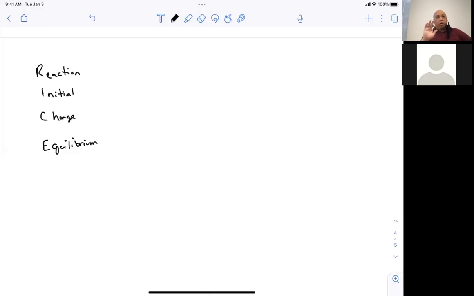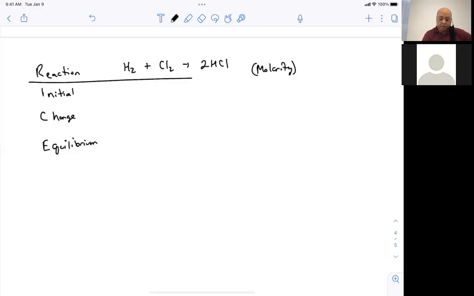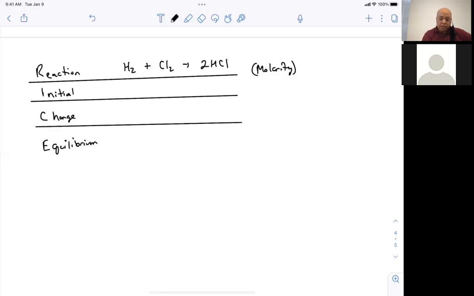And for equilibrium, everything needs to be in molarity in this system, okay? So you want to calculate everything in molarity and then plug it into this RICE chart, okay? So for example, if you have H2 plus Cl2 yields 2HCl for your reaction, what you need to do is organize the information you're given to figure out what piece of information you have in the problem.